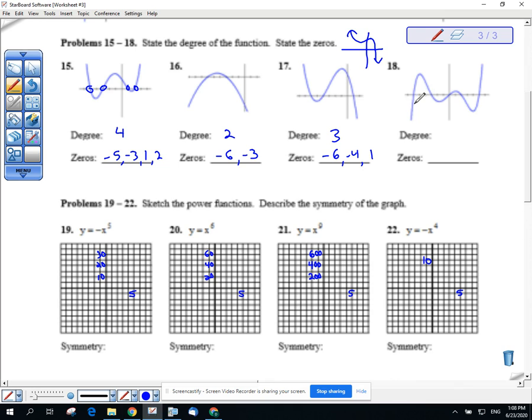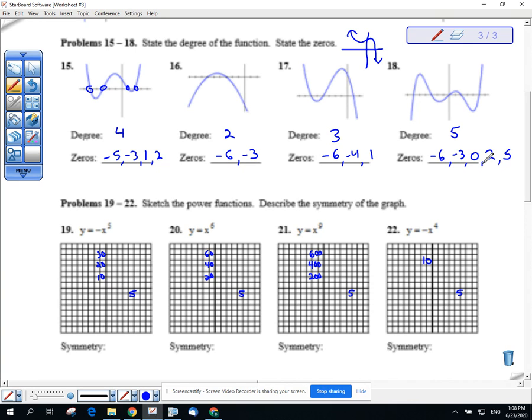And then this is, let's see, 1, 2, 3, 4, 5, degree 5. And there are 5 zeros, right? So that was 5 different directions, or you might say 4 direction changes. We went up and then down, up, down, up. 5 is the degree. And those zeros are -6, -3, the origin 0 itself, 2 and 5.